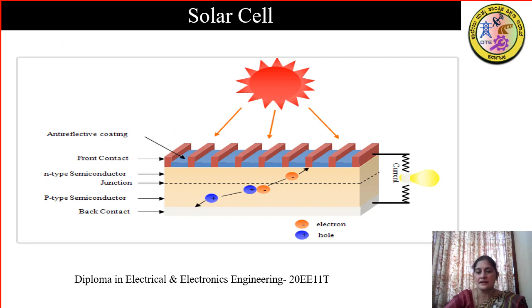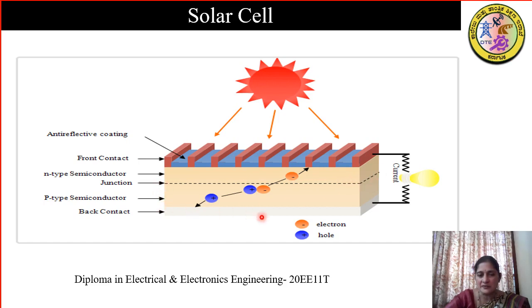A semiconducting material cannot be directly used for creating a solar cell. We have to modify the semiconducting material. There are two types of semiconducting material, that is p-type semiconducting material and n-type semiconducting material. So what we do is a p-type semiconducting material and an n-type semiconducting material are joined together to form a p-n junction. Just have a look at the figure.